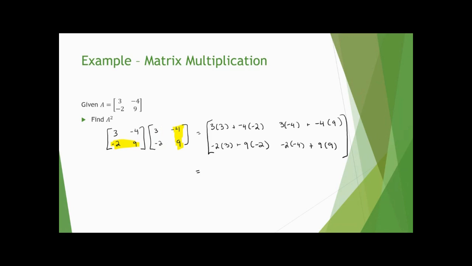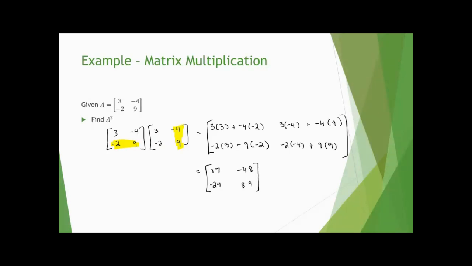So then I'm just going to go top left. I have 9 plus 8, so I get 17. Underneath that, I have -6 plus -18, so that's -24. Top right, -12 minus 36, so that's -48. And then we have 8 plus 81, so we get 89.